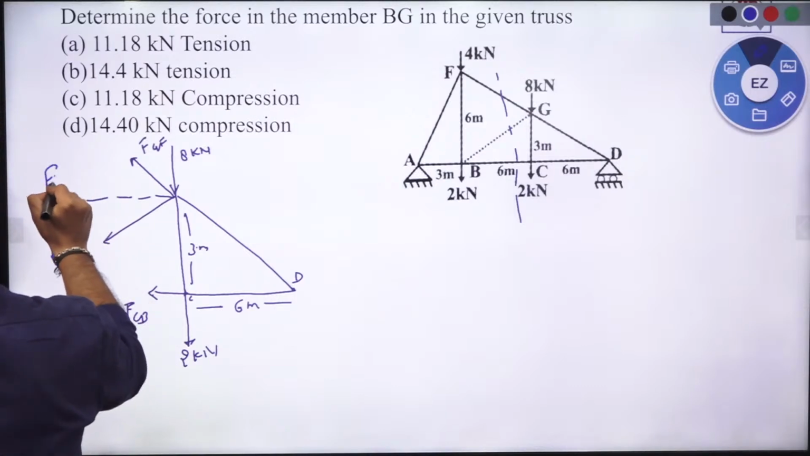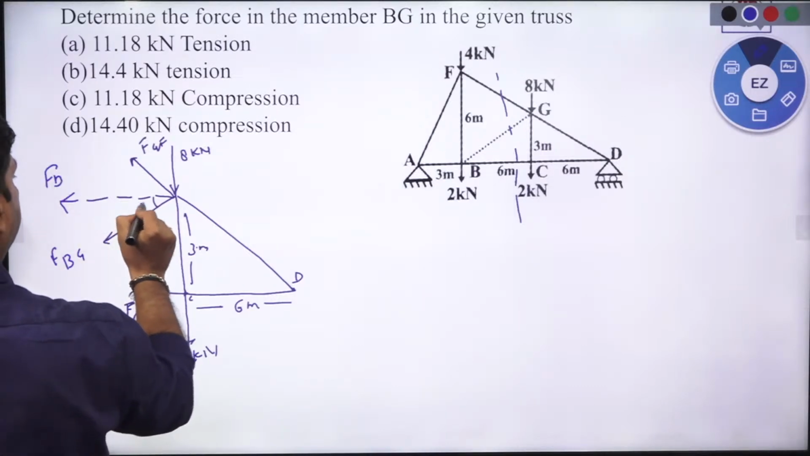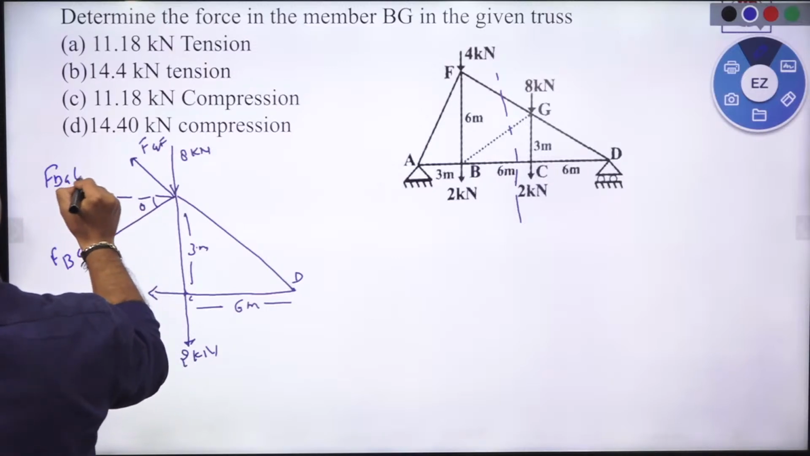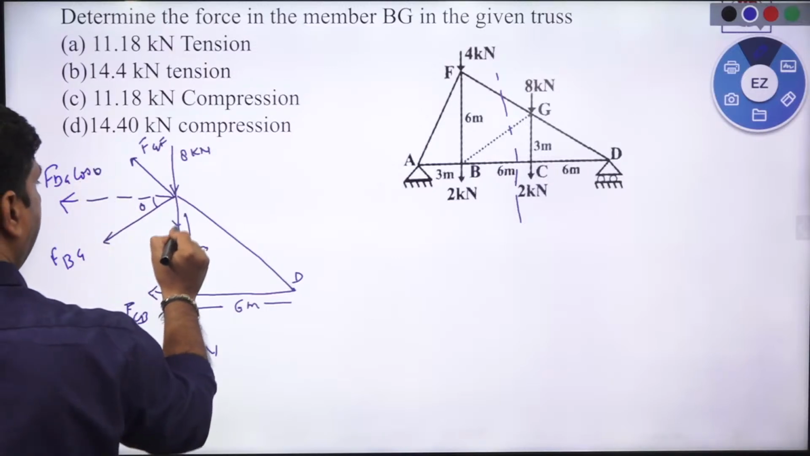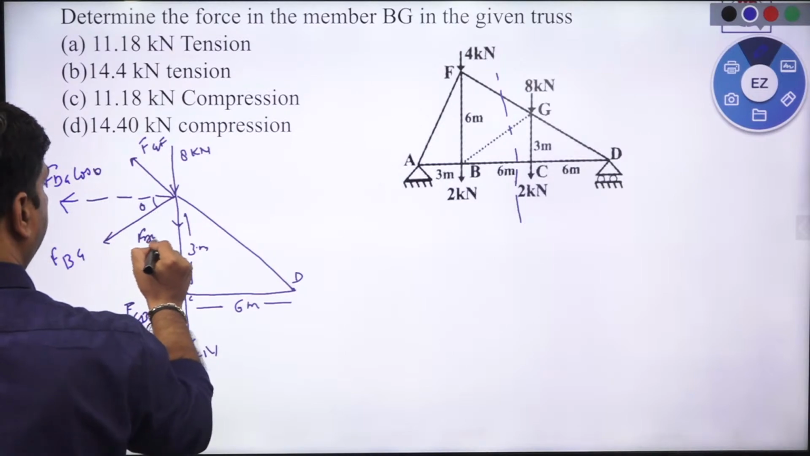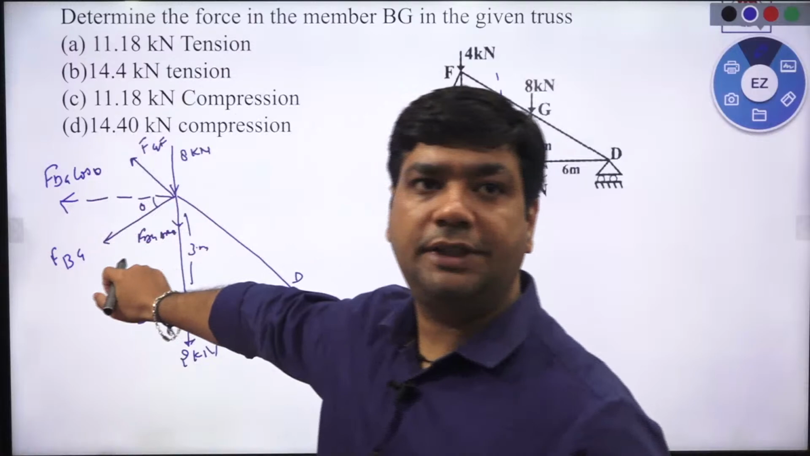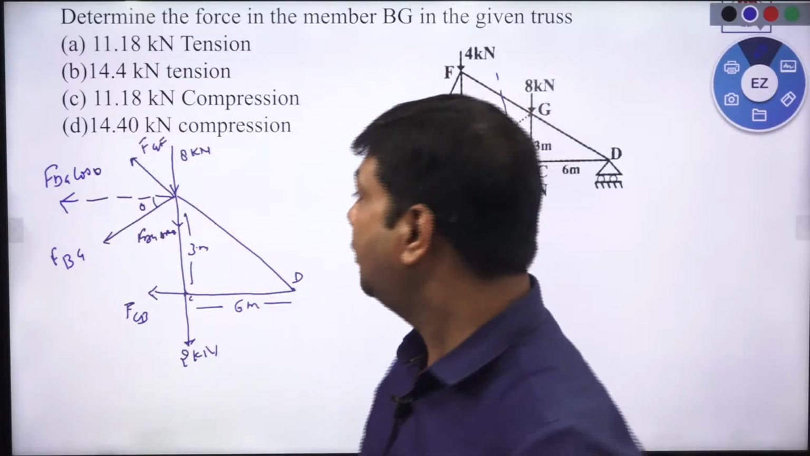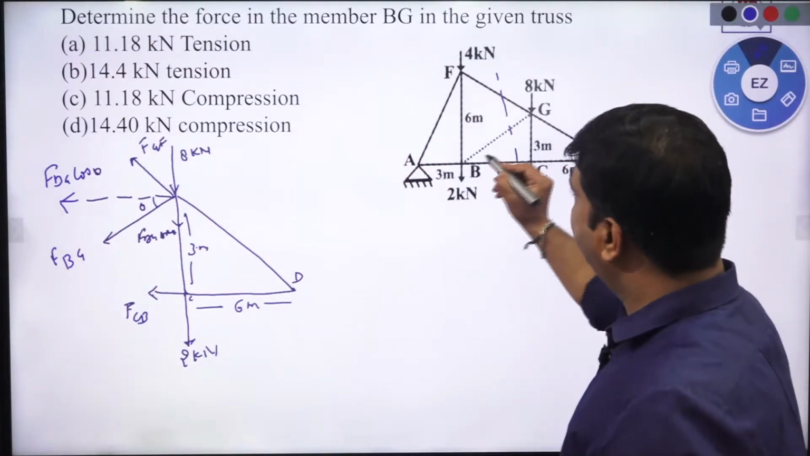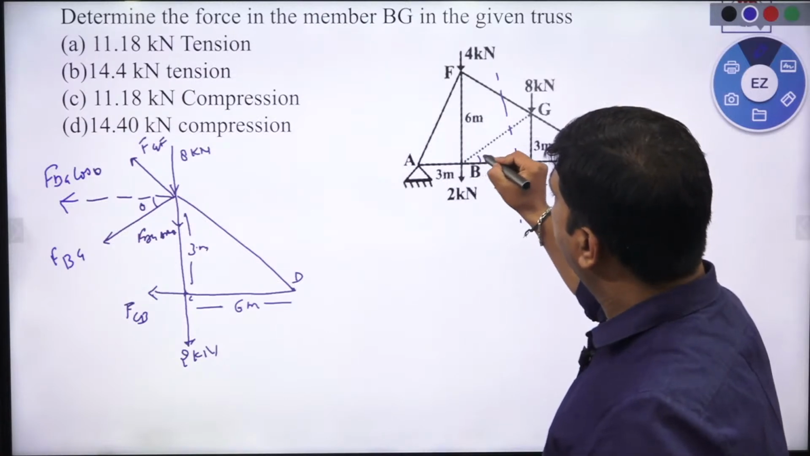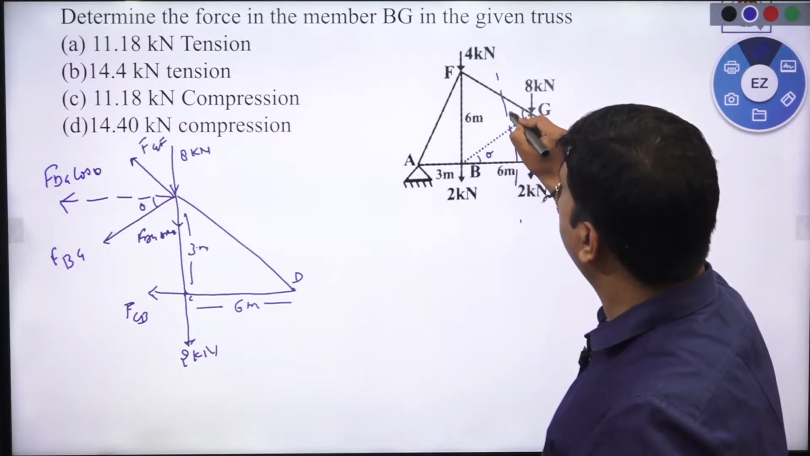So this is FBG. If this one is theta, this is FBG cos theta, and this one is FBG sin theta. Okay, there are two forces, FBG cos theta and FBG sin theta. So first of all, you have to find this theta. This theta is equal to this one. This is theta, and this is also theta.